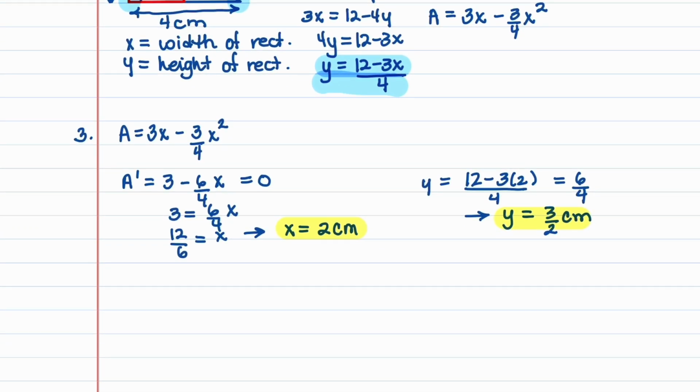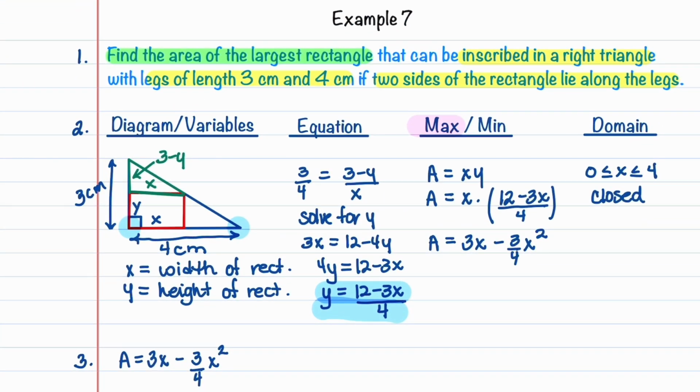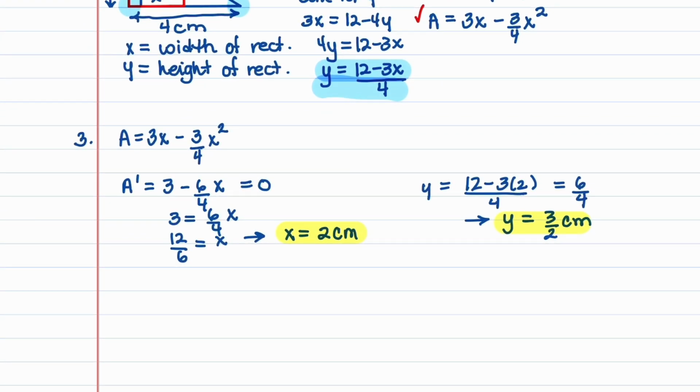Now what we need to do is find our maximum area. We have two equations for the area. Let's go back up here and look. We have this equation and this equation. They're the same thing. I think A is equal to xy is going to be a lot easier to use. So let's use that to find what A is. A is x times y. x was 2 centimeters, and y was 3/2 centimeters. So we get that our area is 3 centimeters squared.